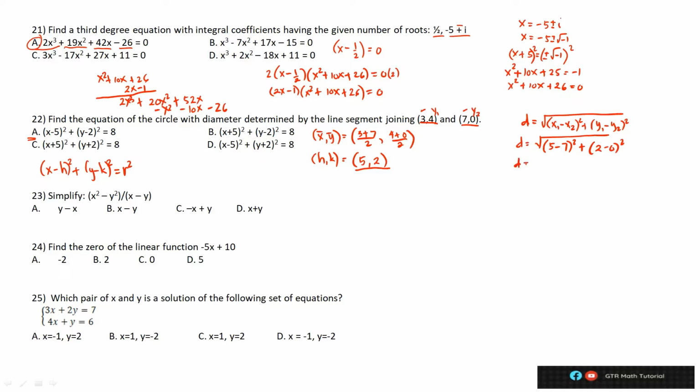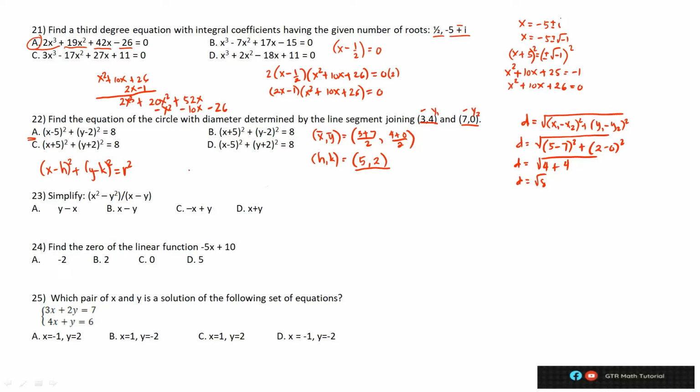So therefore, the distance is 5 minus 7, so that is negative 2 times negative 2 is 4. Then plus 2 minus 0 is 2, squared is another 4. So therefore, the distance is square root of 8. So now, meron na tayong h and k, meron na rin tayong r. So ang r natin is square root of 8.